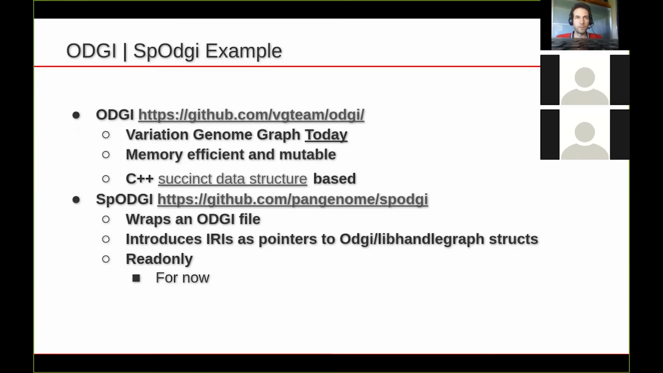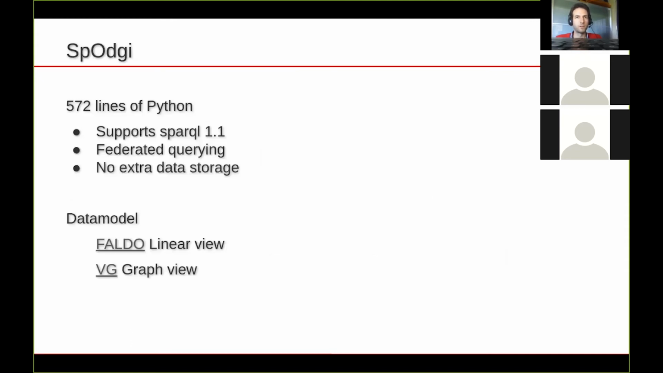The SPARQL idea is that, because we have an ODGI file, we can wrap this file, because it's really just a database, and introduce a translator layer from SPARQL using RDFLib, the Python library for SPARQL and RDF, to pretend that these ODGI files are actually SPARQL databases. And all it really does is introduce IRIs for everything that is inside this ODGI file. So it just points directly from the Python pointer to the C++ struct and allows you to query it. For the moment, it's only read-only, but still already in use.